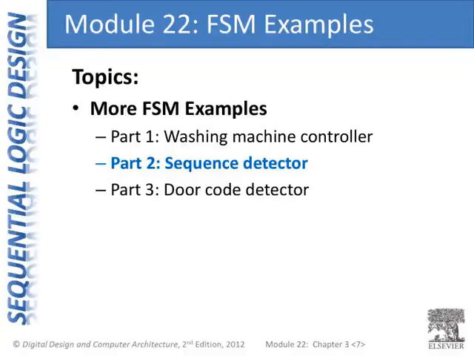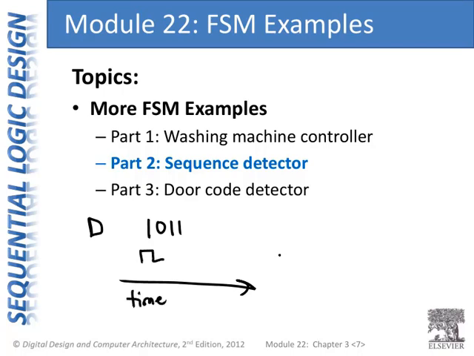In part 2 of module 22, I'll go through another example. This one's a sequence detector. So we're going to detect a sequence of bits on a single input. For example, we could detect some sequence like 1, 0, 1, 1. And so our input, D, here's our waveform with time on the x-axis, would be 1, 0, 1, the next clock cycle 1, and so on.